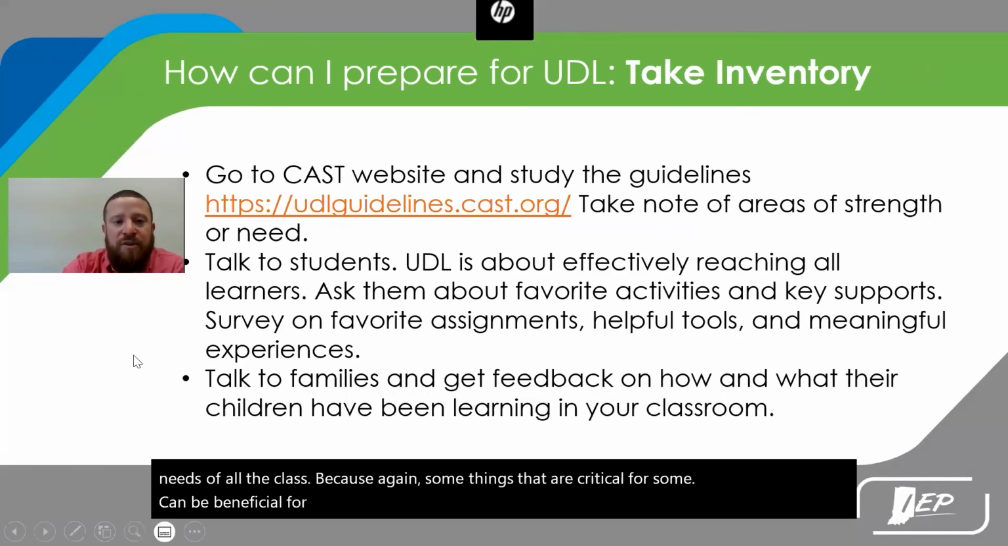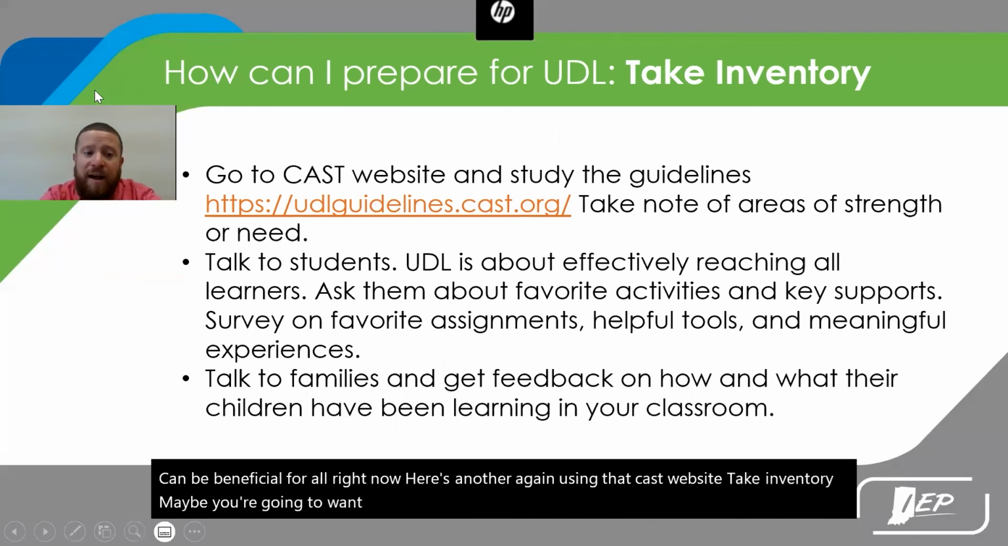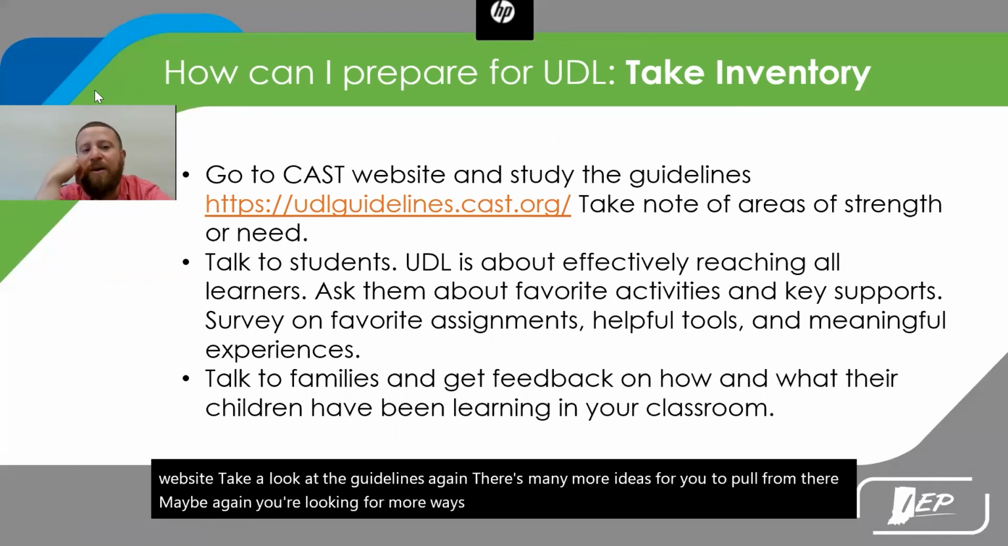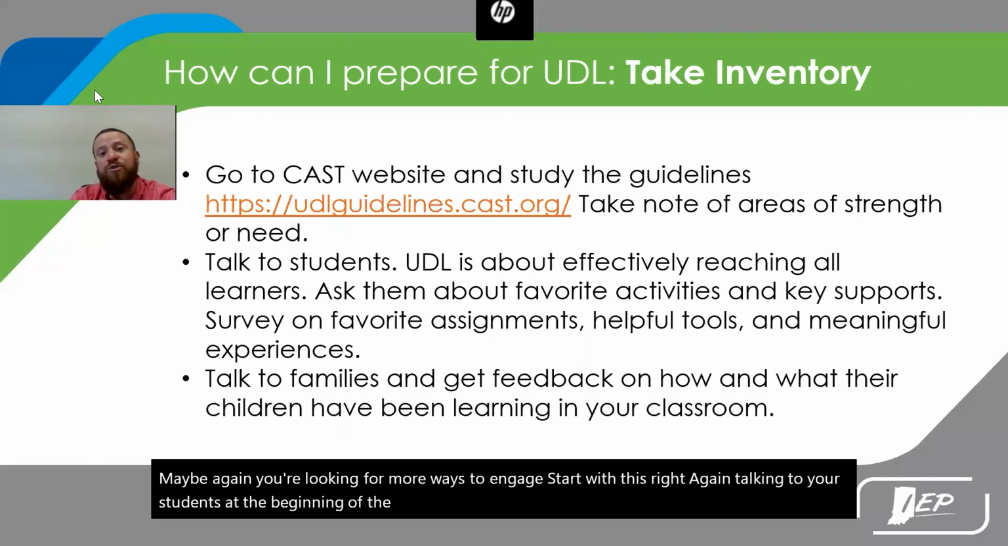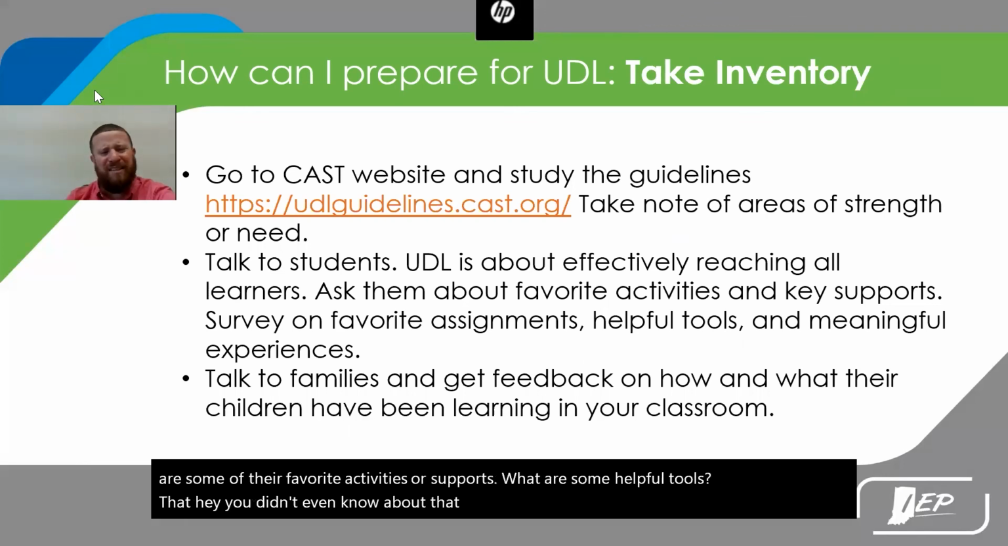All right, now here's another: again, using that CAST website, take inventory. Maybe you're like, hey man, this really caught my attention. Go onto the website, take a look at the guidelines. Again, there's many more ideas for you to pull from there. Maybe you're looking for more ways to engage. Start with this, right? Talking to your students at the beginning of the school year, using those interest surveys, find out what some of their favorite activities or supports are. What are some helpful tools that you didn't even know about? You know what I mean? What are ways that they find things to be meaningful, right?